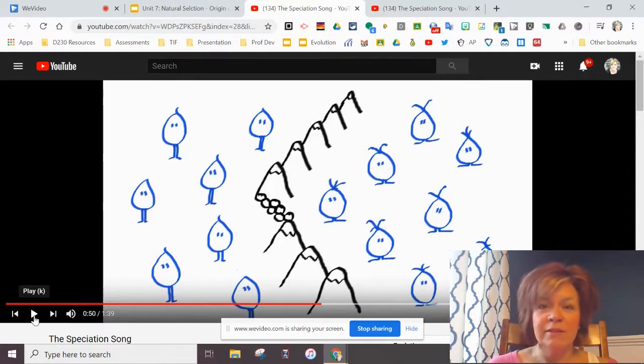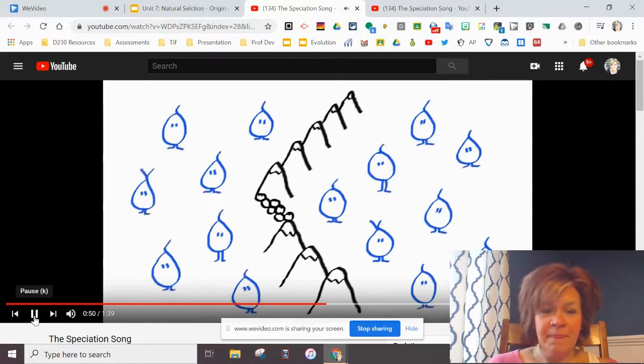And we already talked about the different ways the variations could get there: random genetic mutation, sexual reproduction. There are a lot of ways that mutations come to be. But we need the separation of the group and we need some variation.